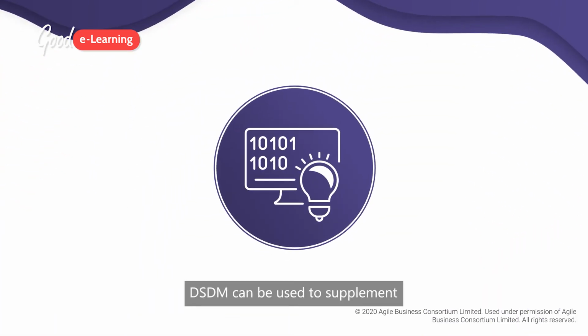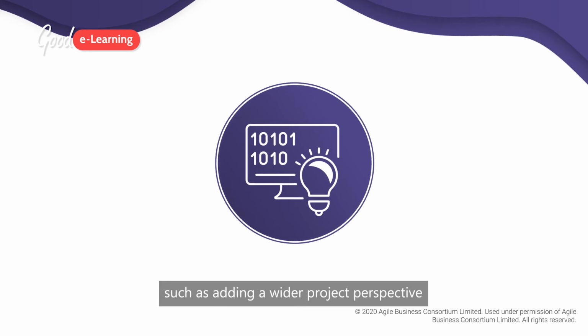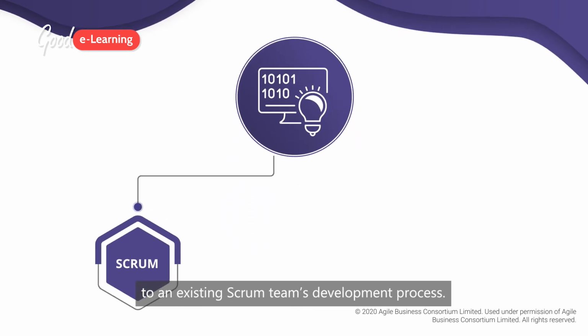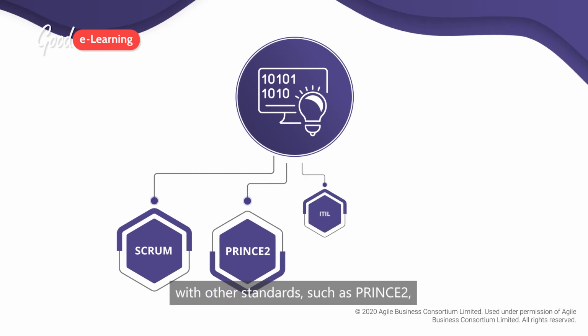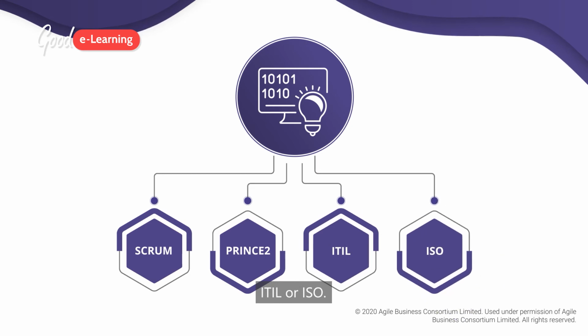DSDM can be used to supplement existing in-house Agile approaches, such as adding a wider project perspective to an existing Scrum team's development process. DSDM can also be effectively integrated with other standards, such as Prince2, ITIL, or ISO.